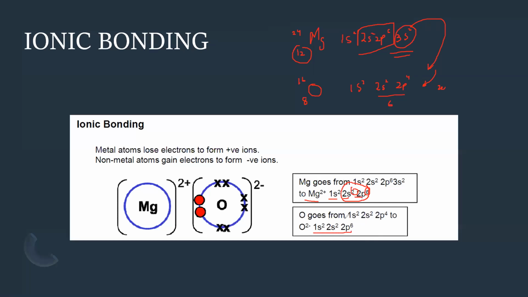And the charge appears: because magnesium loses electrons, there will be a plus charge. And oxygen gains electrons, so there will be a negative or minus charge. Then there's an attraction between the positive and the negative ion, and this electrostatic attraction between the ions is referred to as ionic bond. Is it clear? Any doubt in this part?